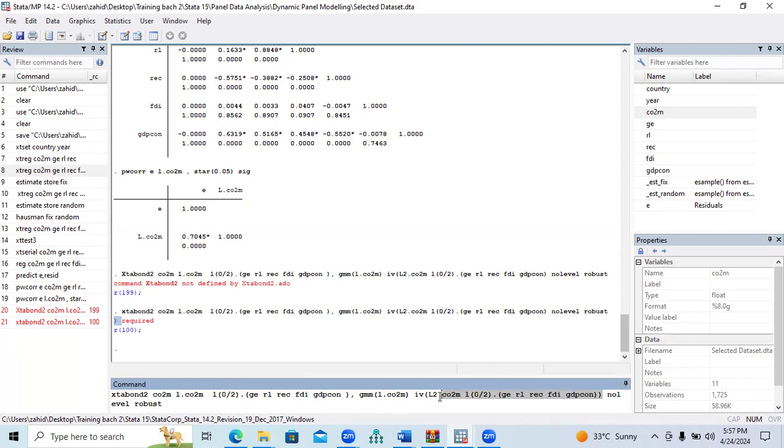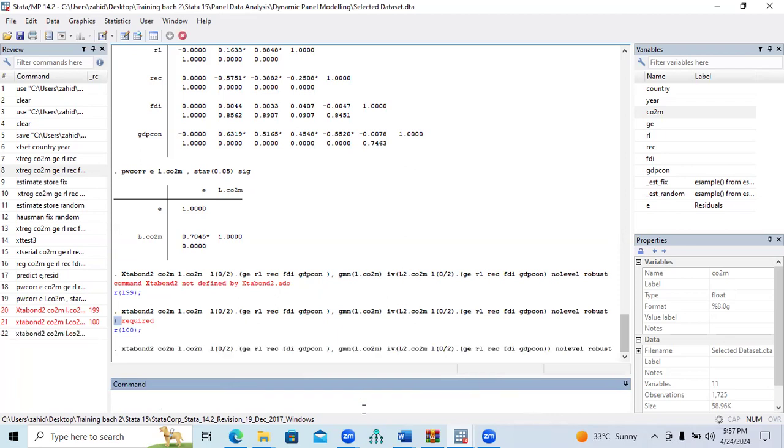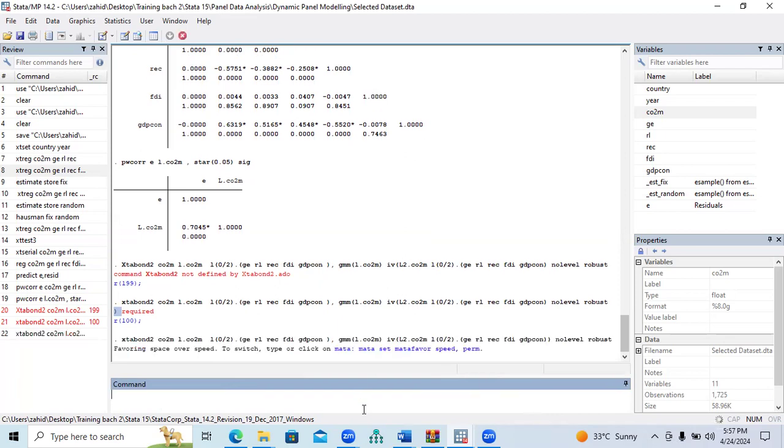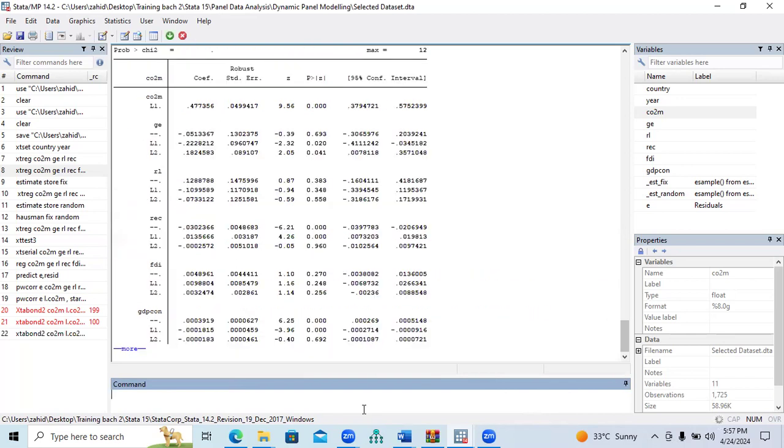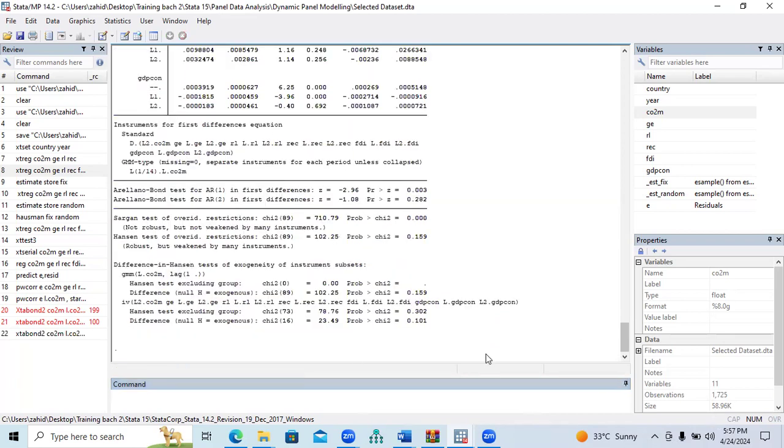Why? Because the bracket starts from here, IV. It starts from here and it should be ended with double bracket. So you need to put double bracket and then press enter. Now, if you see, it is basically executed. The command is executed here. The first difference GMM is executed here.